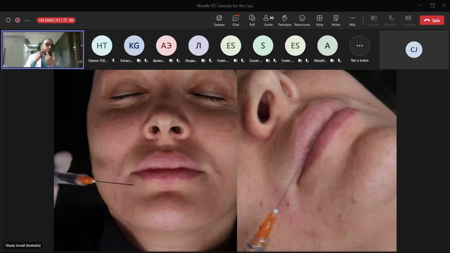Here I'm going through the opening I did, and I put here lidocaine with epinephrine, just a tiny droplet to control the bleeding. I enter and manipulate easily. Sorry, I think the video froze.